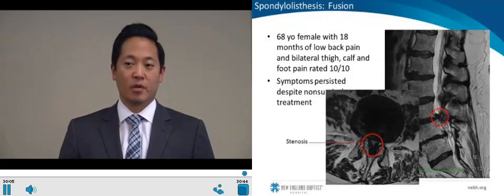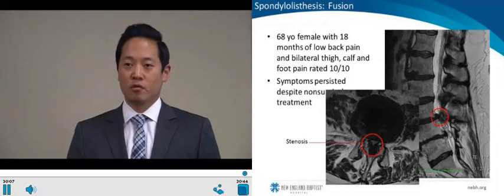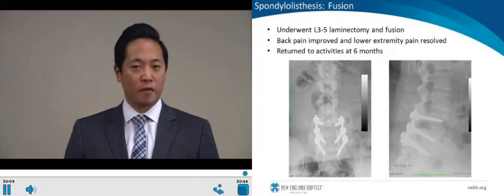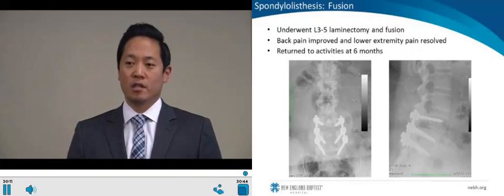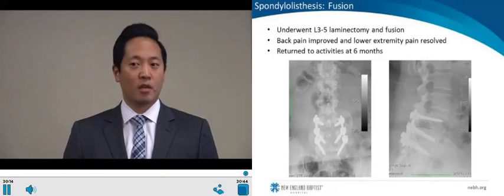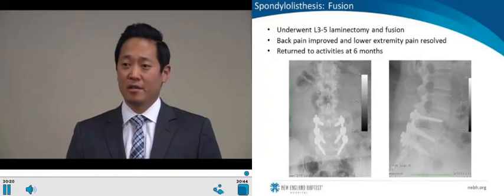Her symptoms persisted despite non-surgical treatment, and she elected to pursue surgery. She underwent an L3-5 laminectomy and fusion, seen here in these radiographs. Her back pain improved and her lower extremity pain resolved. She was able to return to all activities, including work as a radiology tech at 6 months.